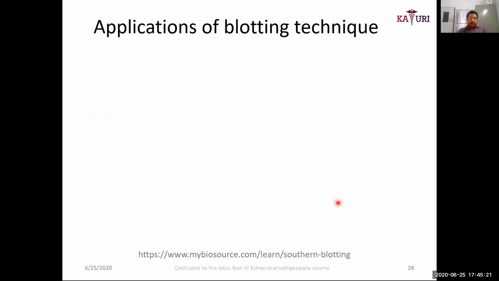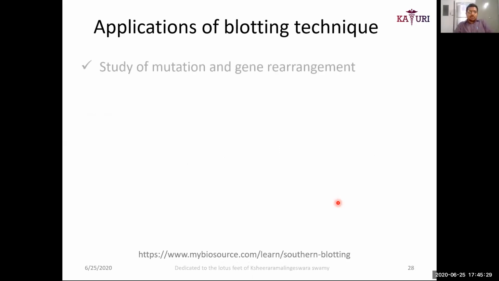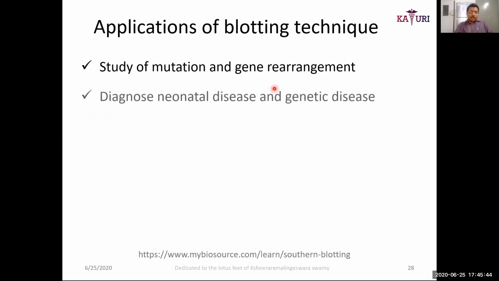Okay, and applications of blotting techniques, this you have to understand clearly to know what it is actually used for. Now, study of mutation and gene rearrangement. You know some genes by the Human Genome Project. We already know some genes are there, whether the genes are properly present or not. If you want to know a mutation, whether the mutated gene is present or not, then you go for a blotting technique. You can go for a prenatal diagnosis of neonatal disease, before the child is born.